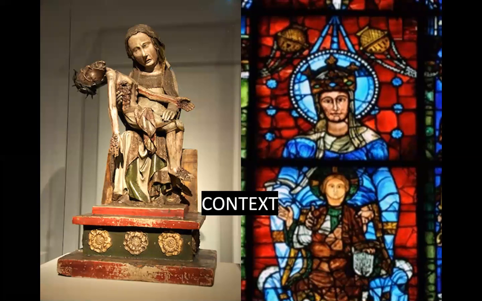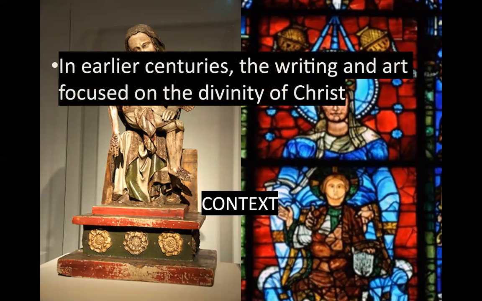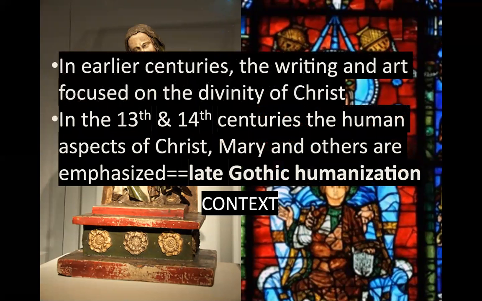All right, so context, things that are happening at this time period. In earlier centuries, if you're looking at the stained glass window, that's an example of Gothic, but it's early Gothic. Remember, that was even done before the cathedral burnt down. In earlier centuries, the writing and art focused on the divinity of Christ. Later, in the 13th and 14th centuries, the human aspects of Christ, Mary, and others are being emphasized. So this is a difference between late Gothic humanization and early Gothic artwork. Now we're seeing the expressions and the feelings of what could have been felt at the moment of the stories that are being told.